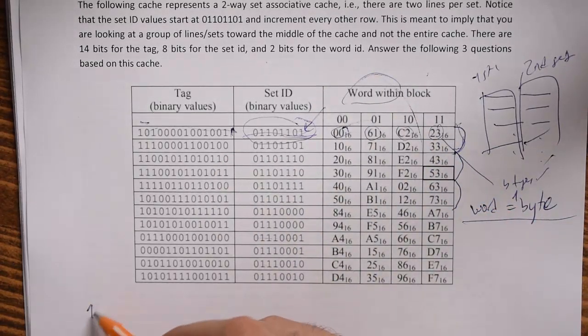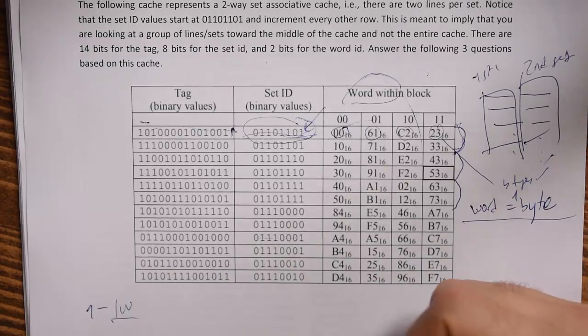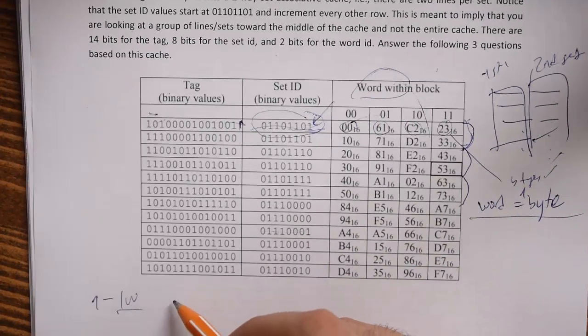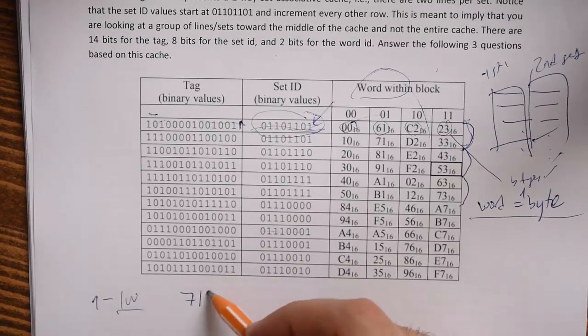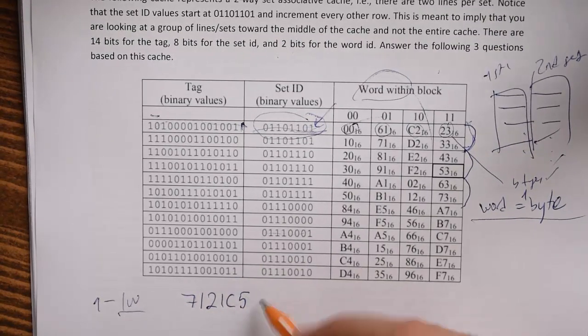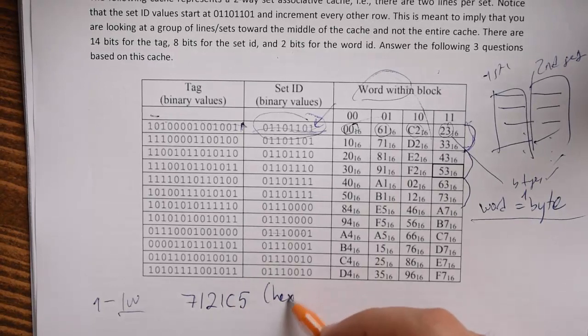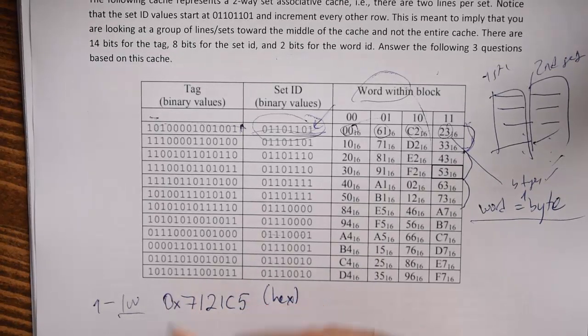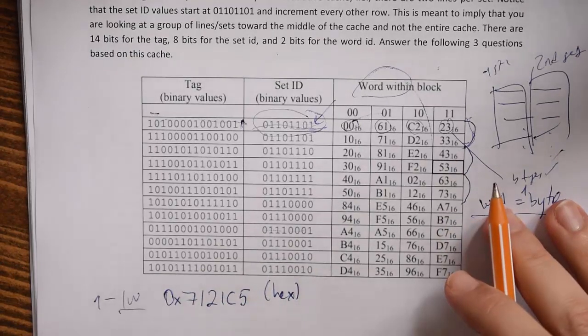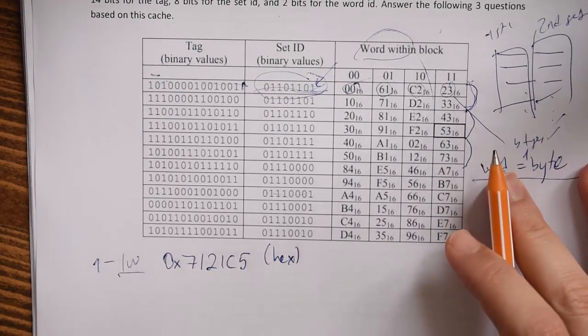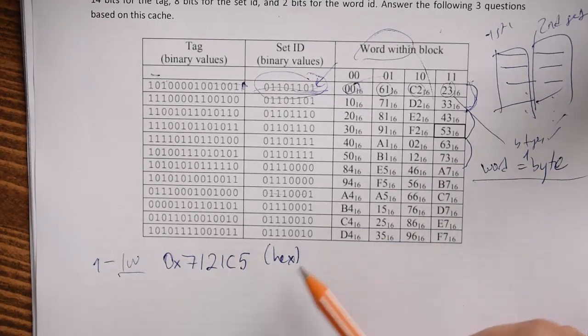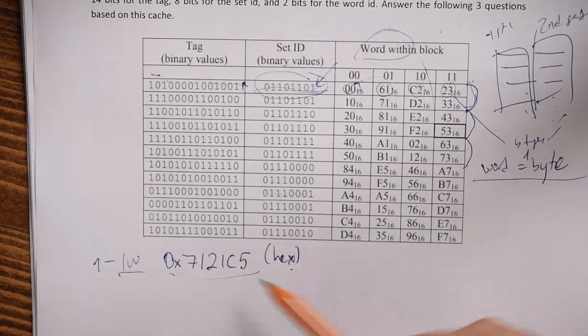The first question is, let's suppose that we have a load word instruction coming in from the CPU with the following address. The address is given by 7121C5, let's suppose, and that's hexadecimal, in hex notation. Sometimes we put 0x on top of this number to illustrate that this number belongs to a base 16 number system. So what is the data value that is stored in this particular address location?